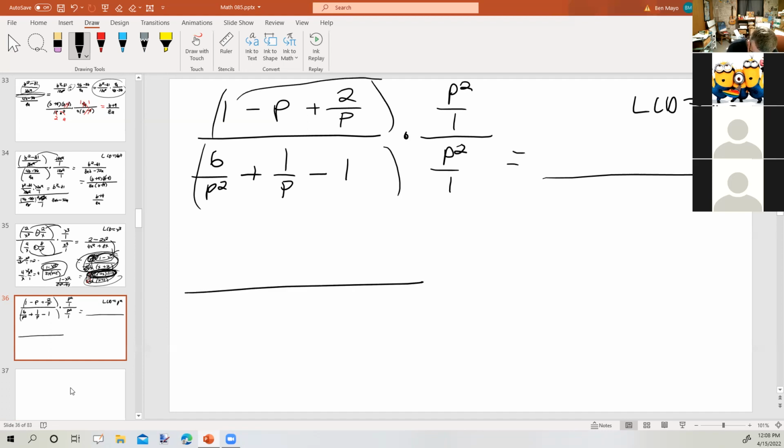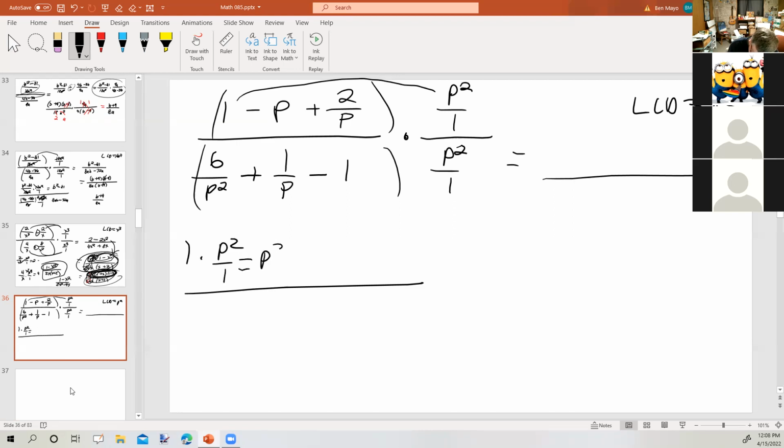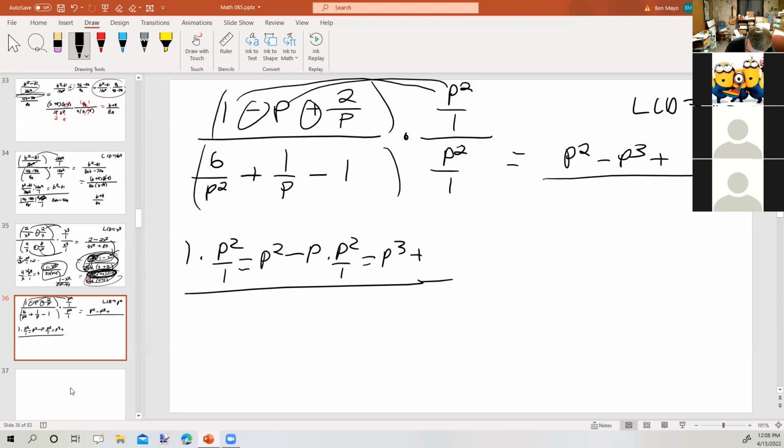So 1 times p squared over 1 is p squared. Minus p times p squared over 1, which is p cubed. Plus 2 over p times p squared over 1, p squared over p is p, which is plus 2p.